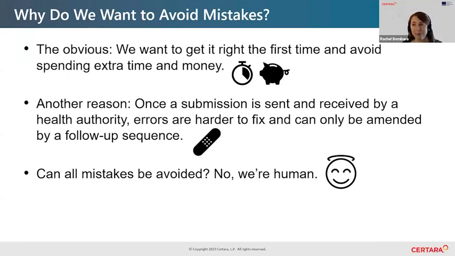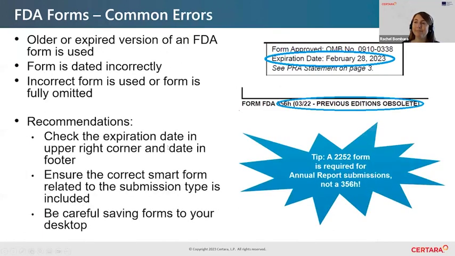But can all mistakes be avoided? No, we're human, things happen. And even if we have the most proactive measures in place, it's possible during our careers, we might inherit a much older application where there's some issues. So it just can't always be avoided. So let's start off with one of the most common areas where submission mistakes can happen. And this can be with FDA forms.